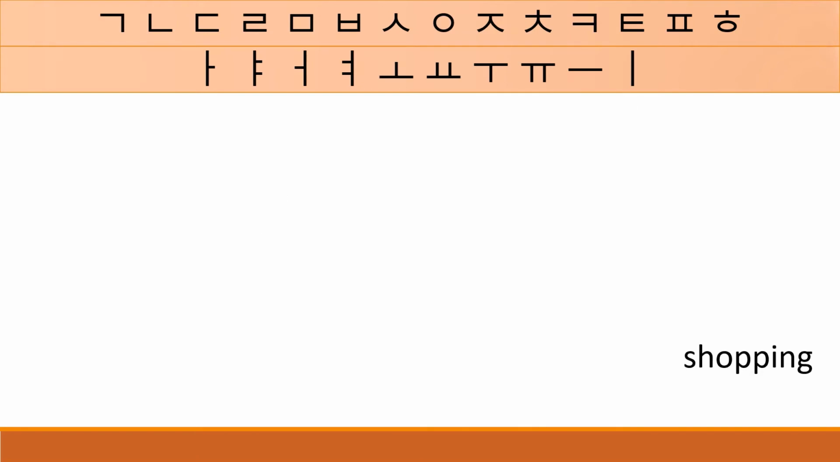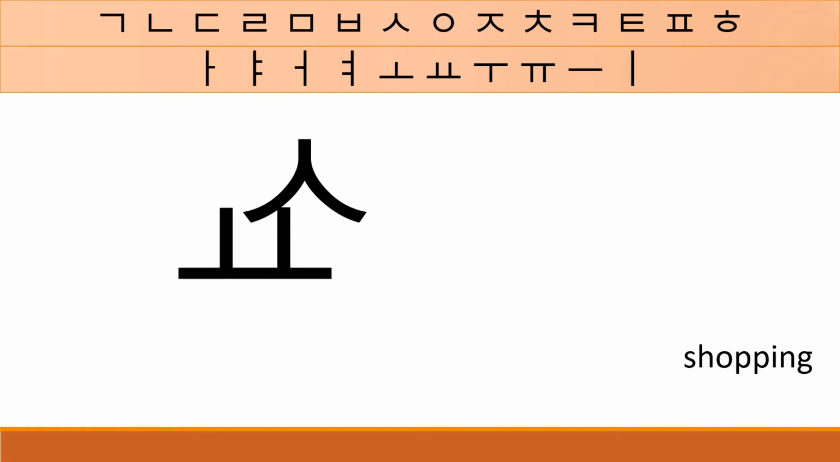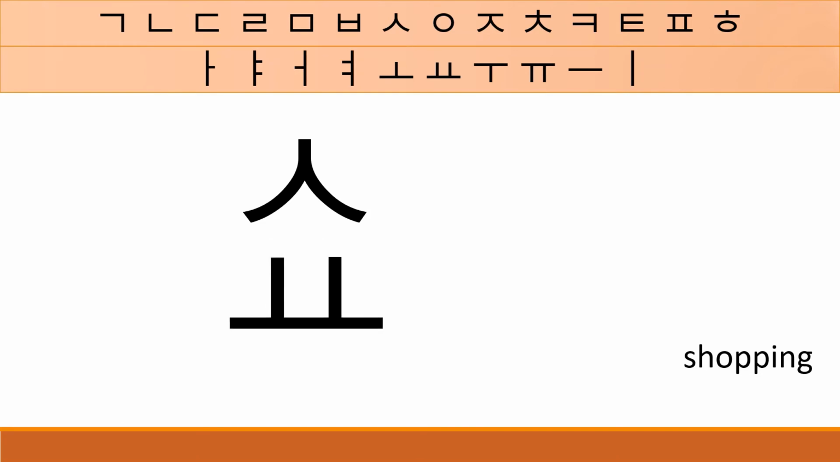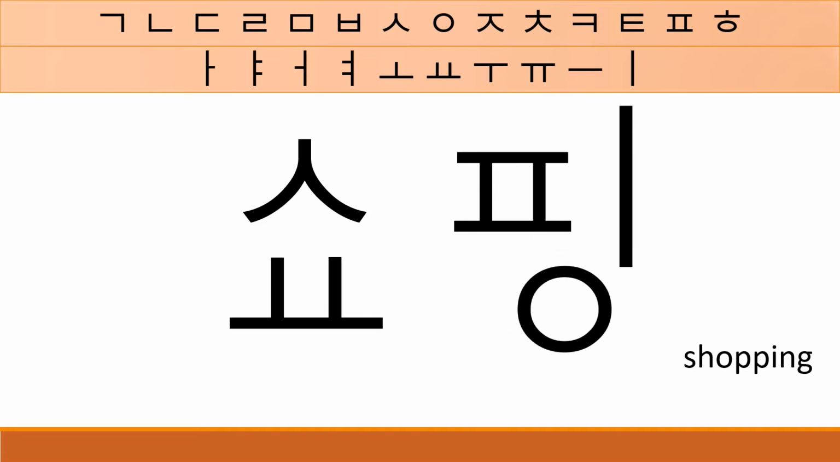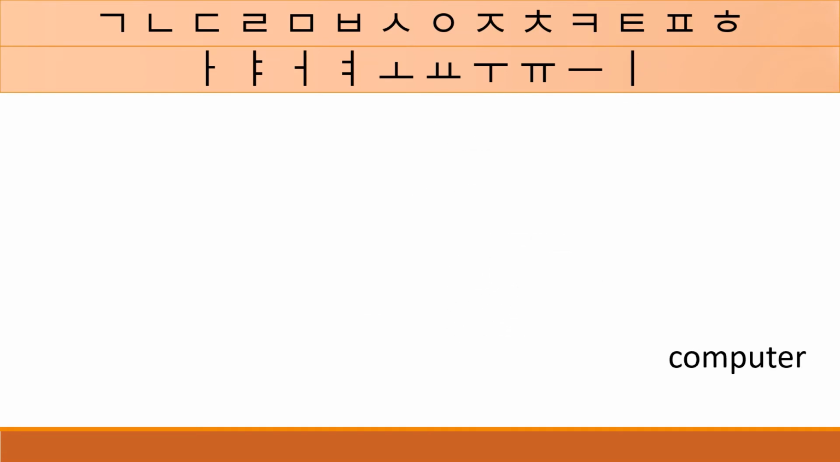Next word is shopping, and this is an English word, so we just use it as a loan word. So here comes shopping. Okay, if you are ready, here comes the answer. 스 plus 요 makes show, and p plus e, p, and circle underneath 핑, shopping. Okay. Next.